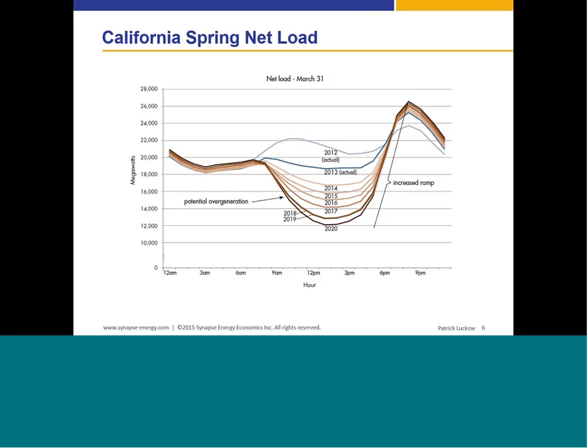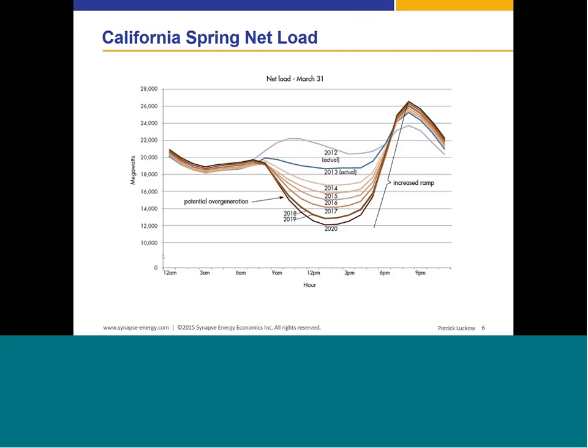This is another chart I just wanted to bring up briefly. This is the California duck, as you've heard it referred to. This is the net load shape, which is the load, the actual demand, minus the generation from wind and solar, for a bunch of future years. And that's the key takeaway I wanted to show here: this net load shape is changing pretty significantly as we go from today to 2020 and beyond.